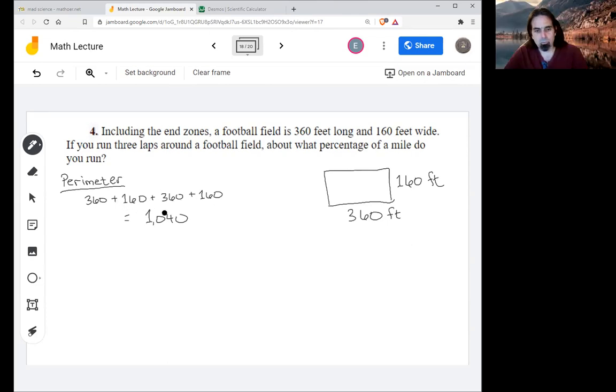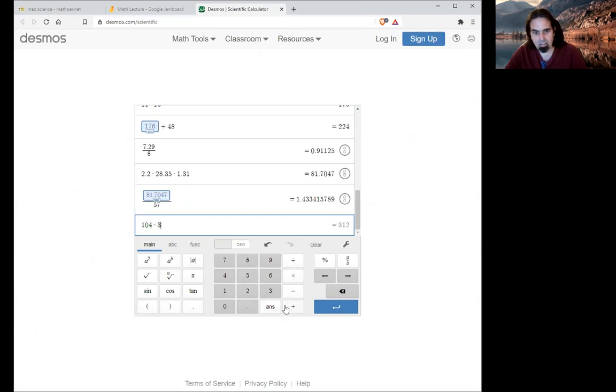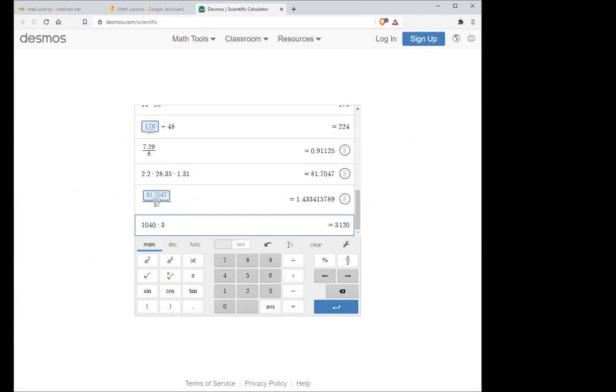6 times 4 is 24, so having a 4 there makes sense to me. Now that's not what we did. That's one lap. But we did 3 laps. So what do we have to do? Multiply it by 3. So we would get 1040 times 3, 3120.